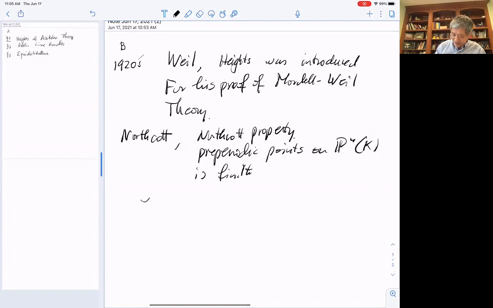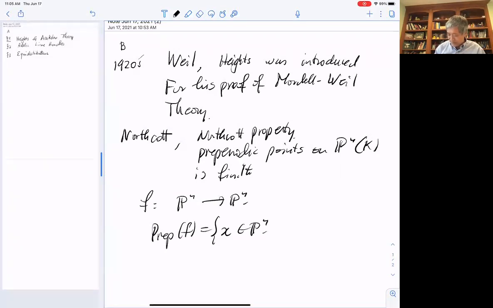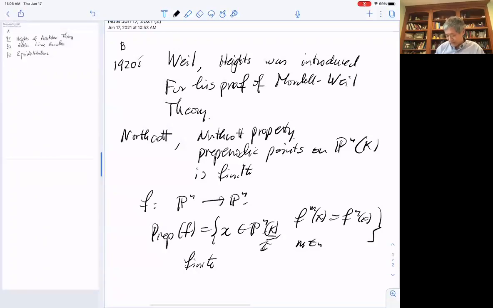So what does that mean? He started with a morphism f from P^n to P^n. Then he considered all the pre-periodic points: x in P^n whose orbit is finite, f^m(x) equals f^n(x) for some m not equal to n. If you require the point to be defined over some number field, then this set is finite. Actually you don't really need a field, it can be replaced by the degree being bounded. So even at the very beginning, the theory of heights was seriously studied through dynamical systems, not led by Tate or Silverman, it really went back to Northcott.